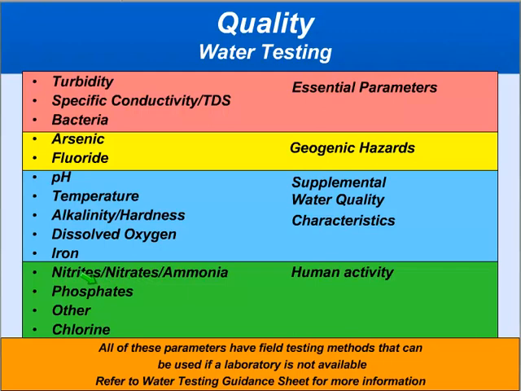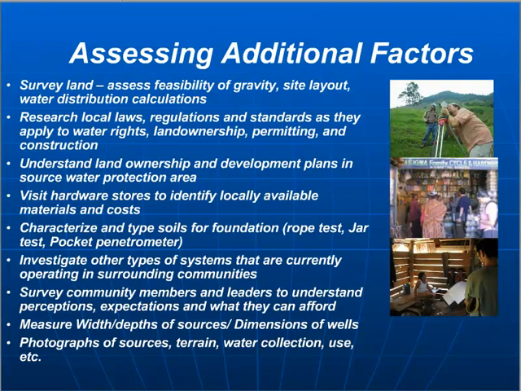Nitrates in particular, I think its value of 10 parts per million is what can prompt blue baby syndrome, which is something that you obviously want to avoid, and so you need to be aware. Maybe there's not bacteria, but there's some nitrates from some agricultural fields nearby, and so you certainly don't want to make that a new water quality concern for the community. Again, more information on the water testing guidance sheet.